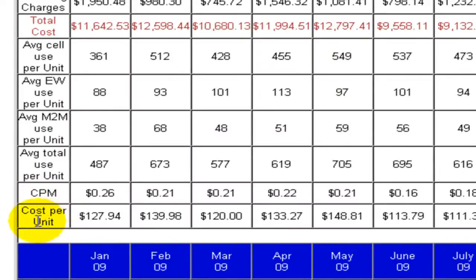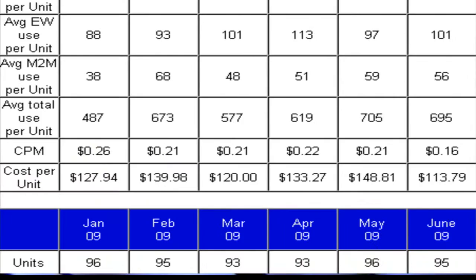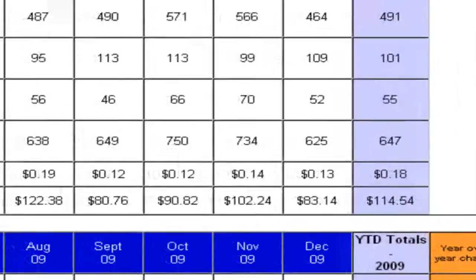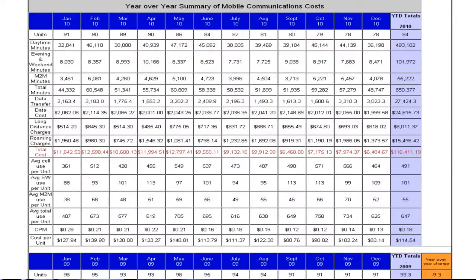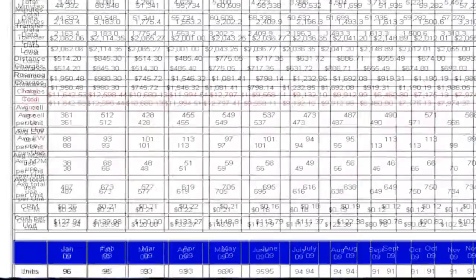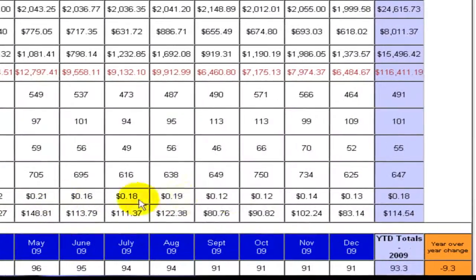The cost per minute and cost per unit figures simply take, in the case of cost per minute, total cost divided by the total minutes. And what this gives us is a really quick view of what the actual cost of a minute of usage is in any given month. And generally speaking, with making changes to your plan and trying to accommodate usage better, these figures should continue to drop.